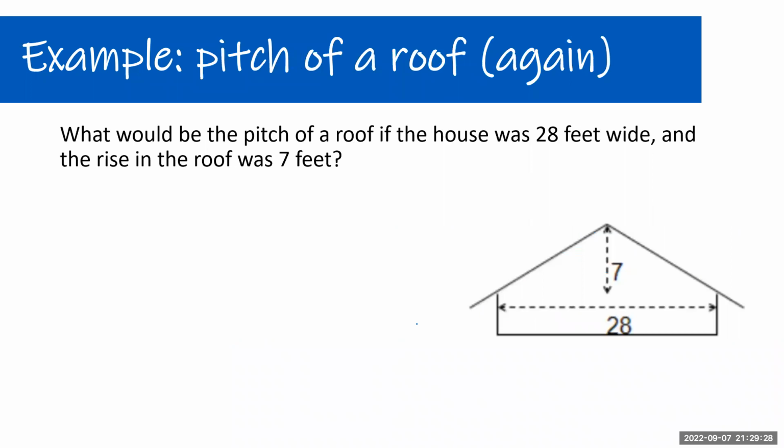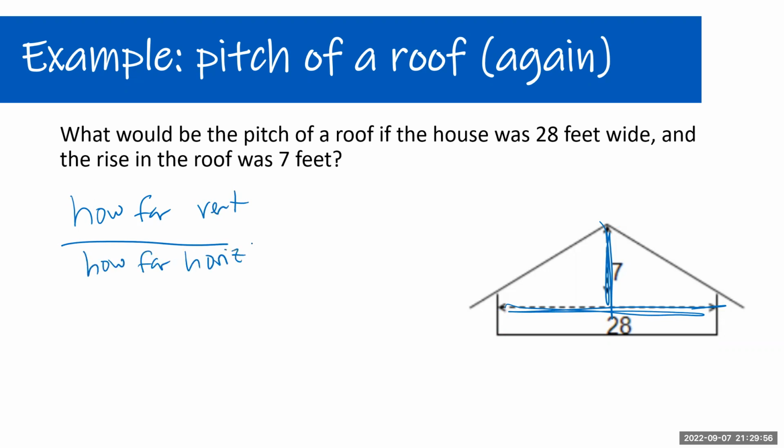Let's do one final example with the pitch of a roof. What would be the pitch of a roof if the house shown here is 28 feet wide and the rise in the roof is 7 feet? So this right here is 7 feet and this whole thing is 28. We want to talk about how far we go vertically over how far horizontally. We know that vertically we're going up 7 feet, but think about horizontally. Are we going 28 feet across?